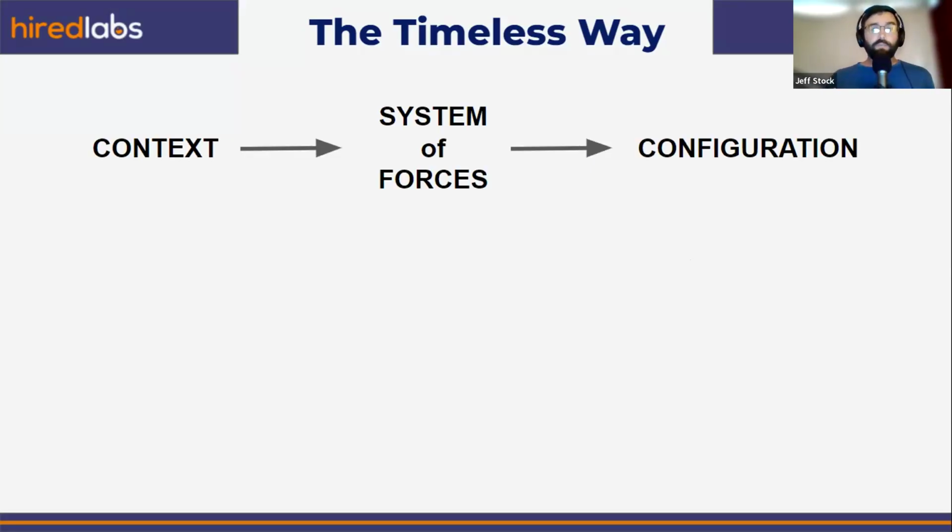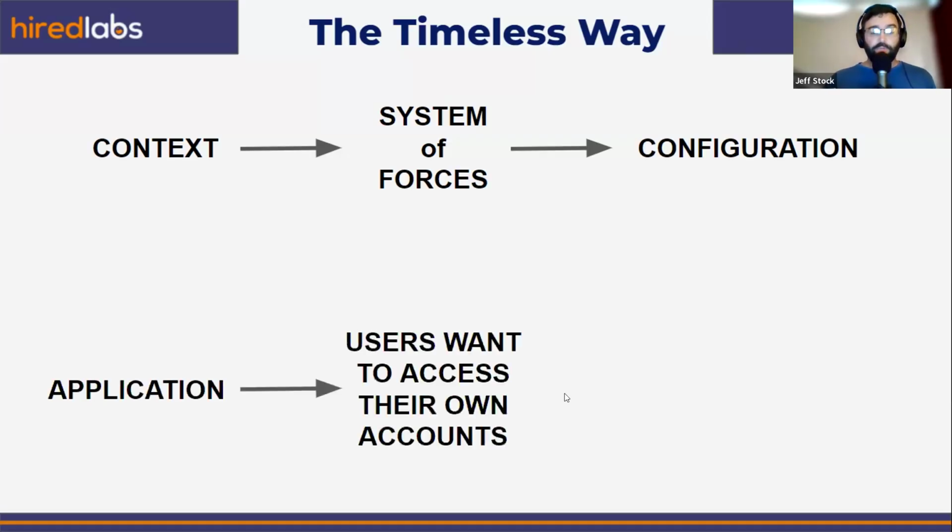So when we take this and conceptualize how we're going to apply that to an application, we think about what this means in the context of the things that we're doing. So we say the context is our application, right? And let's say, for example, users want to access their own accounts.